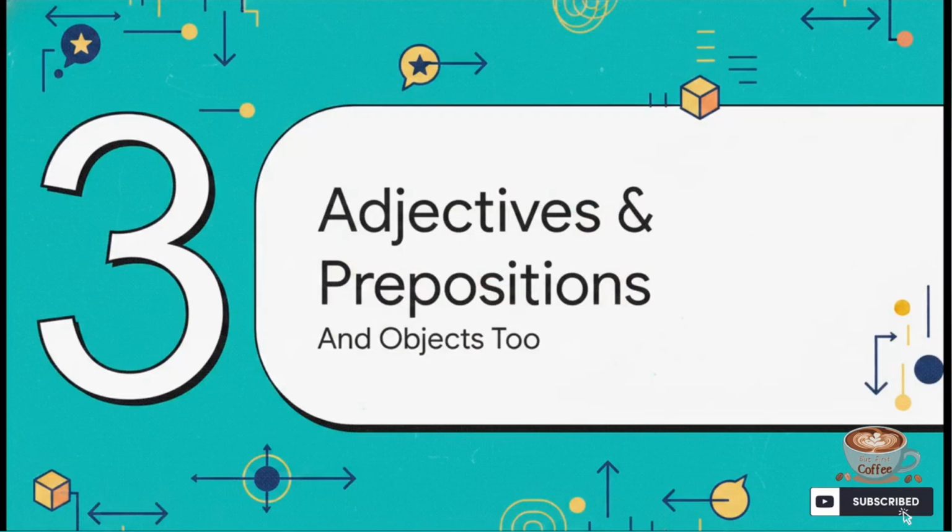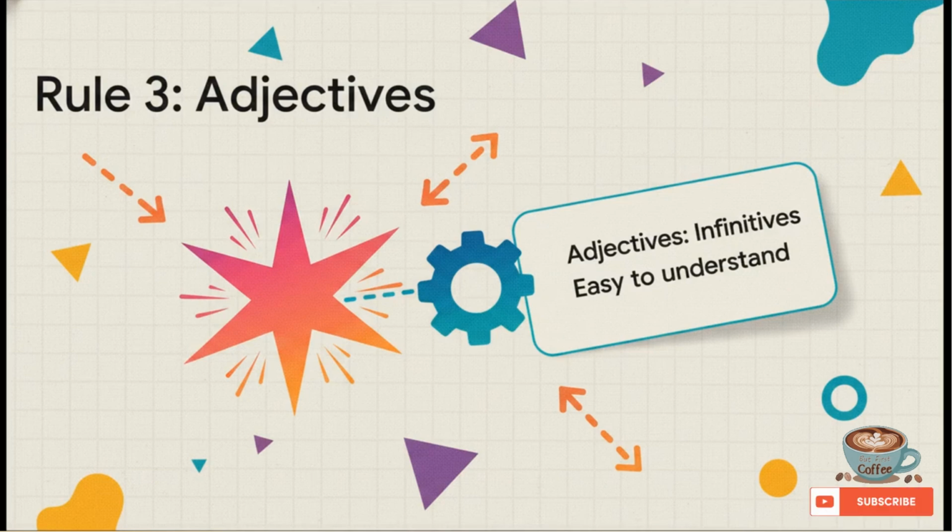Section 3. Adjectives, prepositions, and objects. Let's add rule number 3 to our toolkit. Whenever you're using an adjective, a descriptive word like necessary, easy, or hard, you almost always follow it with an infinitive. Just look at the examples here. It is necessary to speak English, or the test is easy to understand. So if you describe something with an adjective, just naturally attach an infinitive right after it. It's a really handy pattern to memorize.